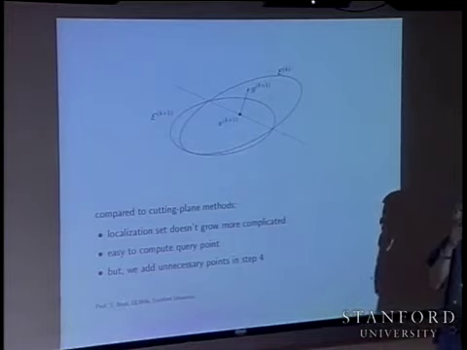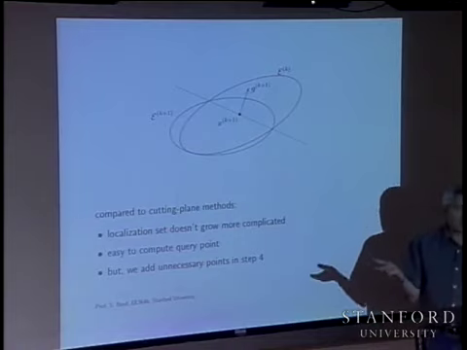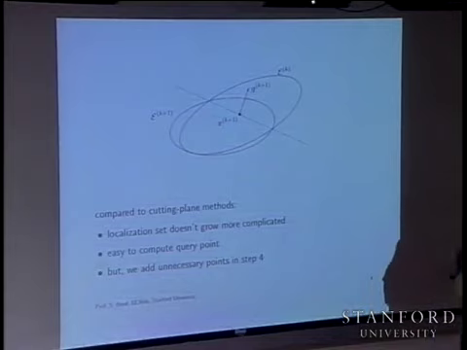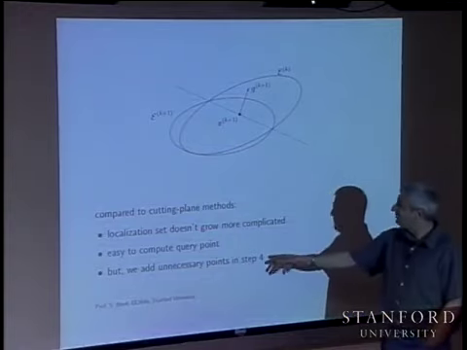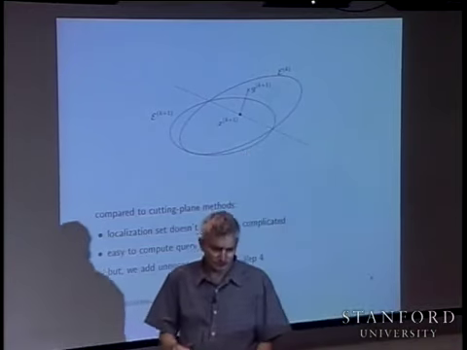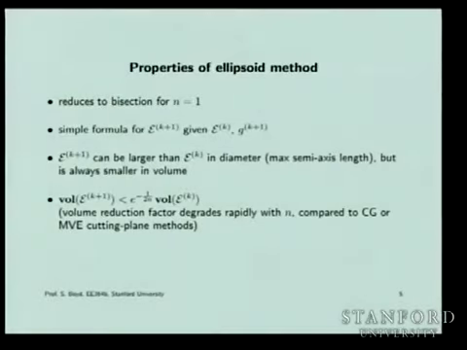Now compared to a cutting plane method, you could say various things: the localization set doesn't grow more complicated. It's easy to compute a query point. Well, yeah, because it's actually part of the data structure of the ellipsoid, right? The ellipsoid is given by a point, the center, and some positive definite matrix. So it's an access into a field of a data structure. The bad part is, of course, we're adding unnecessary points in step 4. I mean, these. Anyway, I wouldn't be here telling you about this if it didn't actually work.